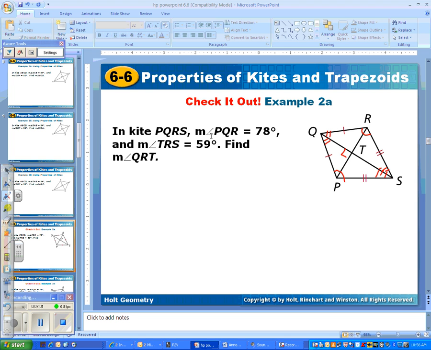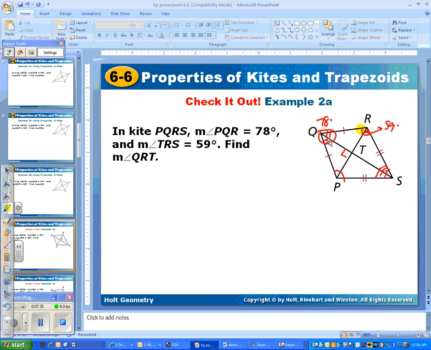Okay, so filling in what we know. They tell you angle PQR, that's this whole angle, is 78 degrees. And they tell you TRS, that's this one, is 59 degrees. And they want you to just find QRT, this one. Let's see. They just want you to find this one.